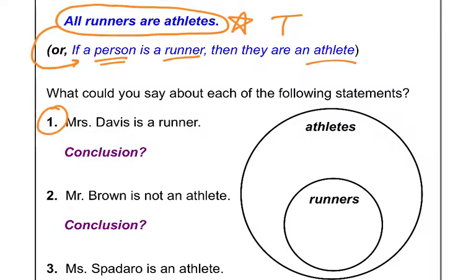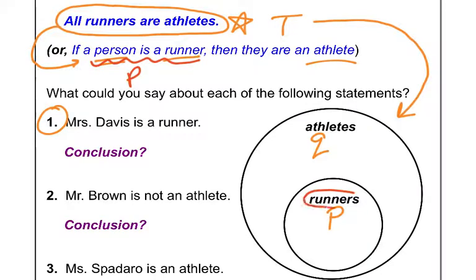First, do you notice that for this conditional I made a Venn diagram? Remember that P is on the inside and Q is always on the outside of a true Venn diagram. Here P is if a person's a runner, so I put runners here. Then they are an athlete. This is my conclusion, my Q, so I put Q outside. P is always on the inside and Q is always on the outside.